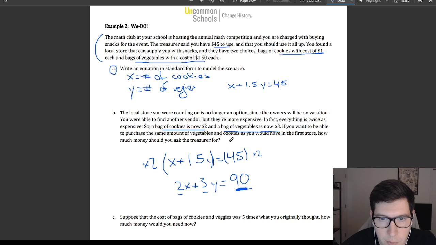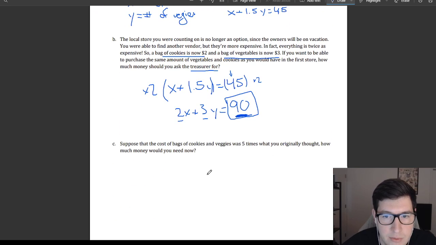And so remember that this 45 right here was the amount that the treasurer had given us to use. And so if everything on my left has doubled, if all of my costs doubled, it's going to stand to reason that the amount that I need to ask my treasurer for will also double. So I'm going to have to ask my treasurer for $90 for shopping at this new store.